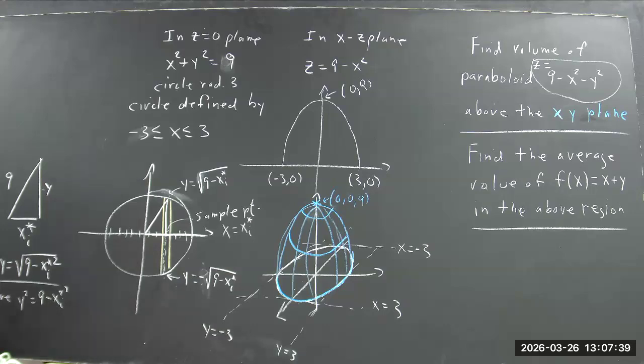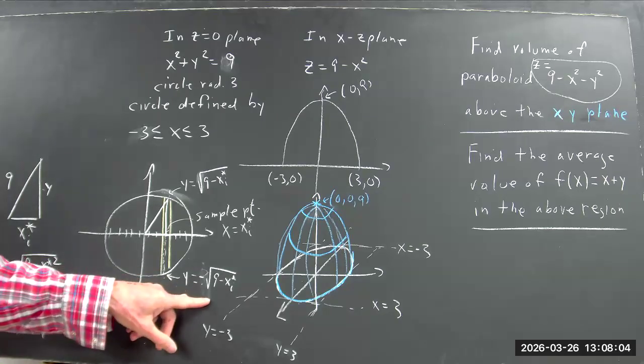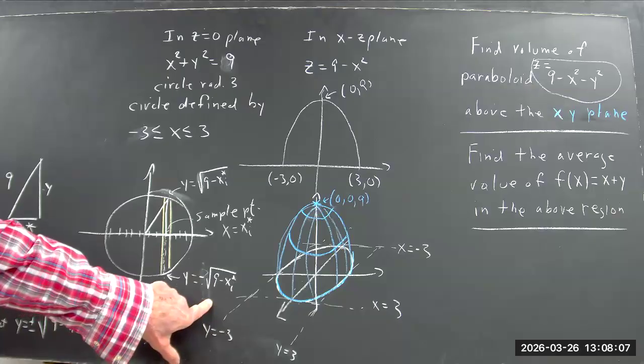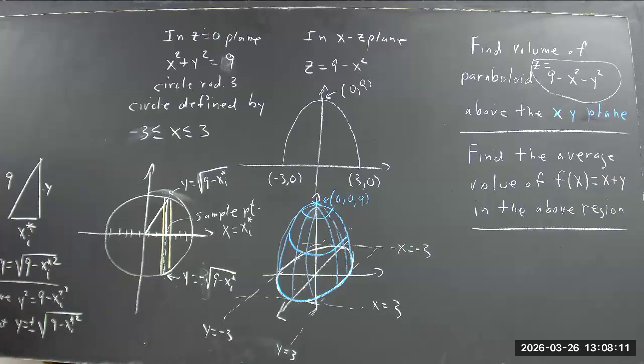I told you, I'm a little distracted today. Okay. Y squared is 9 minus xi star squared. What you get is y equals plus or minus the square root of 9 minus xi star squared. So right there's where the minus is, right? Right there on the picture that you should be drawing.